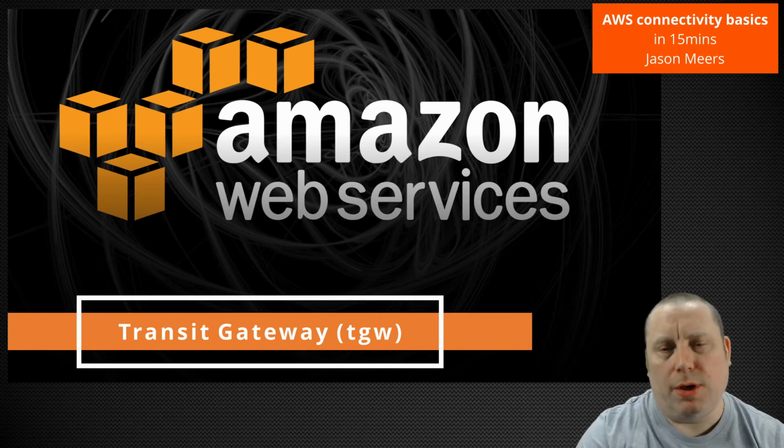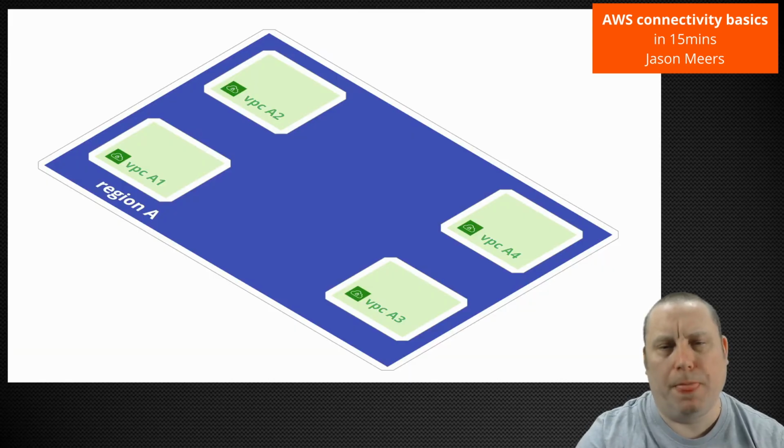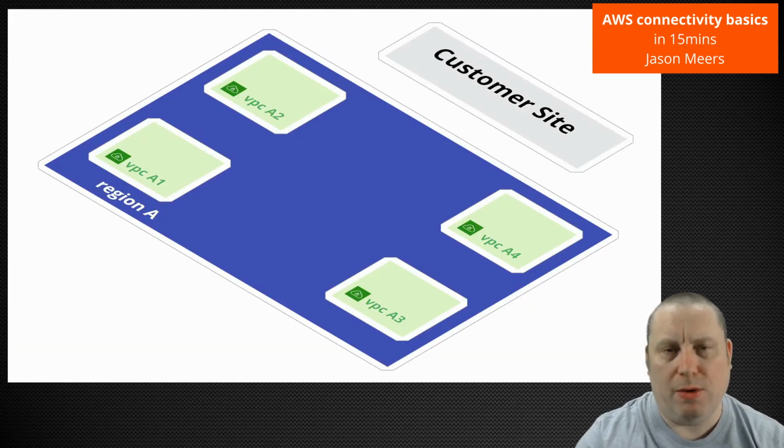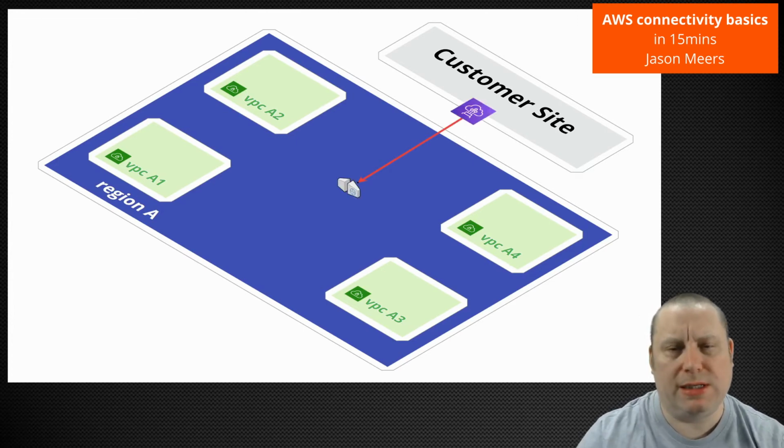So this section, we're going to talk about the transit gateway. We mentioned this in previous videos, but we didn't really go into a lot of detail about it. So we're going to start again with customer site. And then I'm going to use a direct connect again here, and we're going to connect it to this thing called a transit gateway.